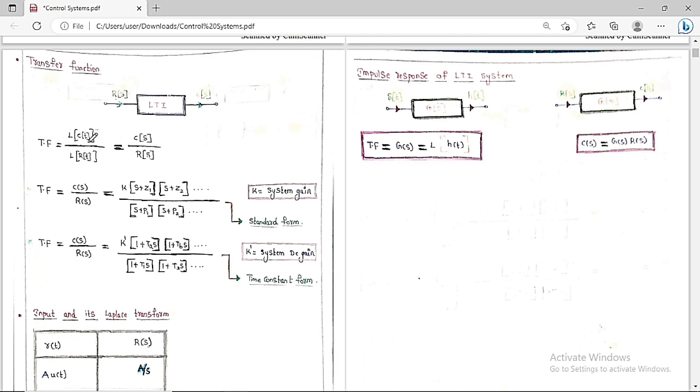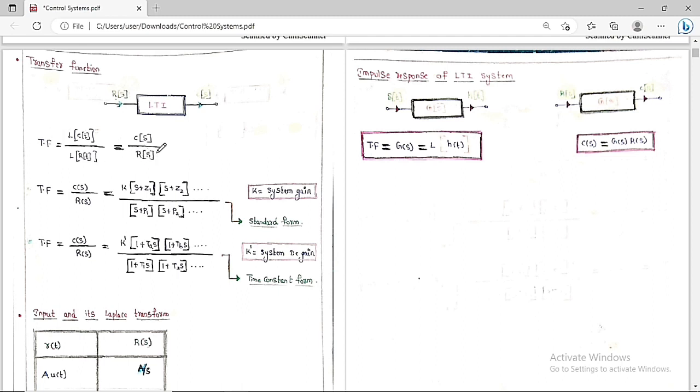Transfer function means the Laplace transform of the output by the Laplace transform of the input under the assumption that all the initial conditions are 0. This is the definition of the transfer function. All the initial conditions are assumed to be 0 in the case of transfer function. Here, the output signal is C of t and the input signal is R of t. Therefore, the transfer function is the Laplace transform of C of t by the Laplace transform of R of t. The Laplace transform of C of t is nothing but C of s, and the Laplace transform of R of t is nothing but R of s.